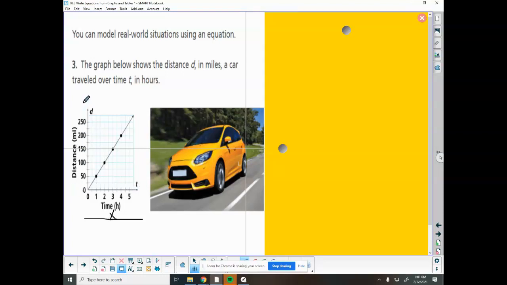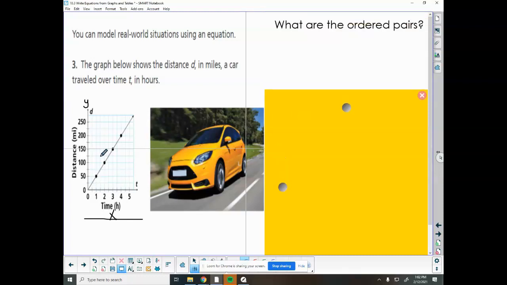And then d, our distance, is our y variable. This is our dependent. So the miles they travel depends on the time they rode in the car. So this is our answer here. Whatever we do here gives us our answer of y. So let's take a look at this graph. It looks like if they spent 1 hour in the car, they went 50 miles.